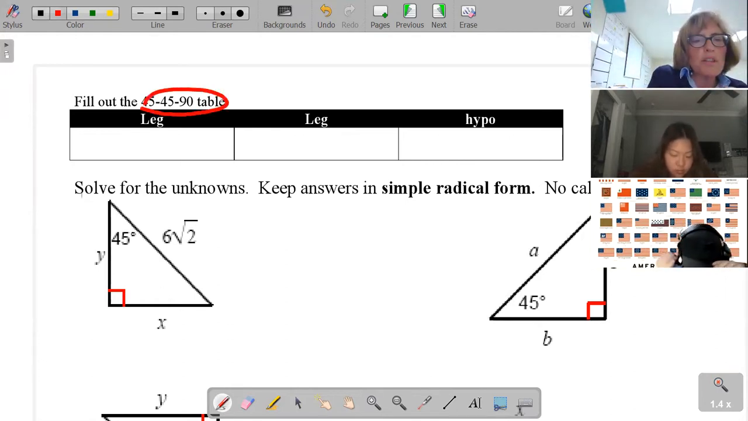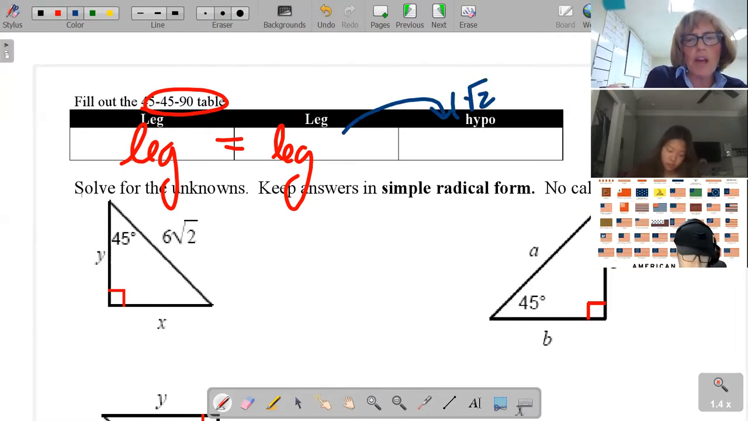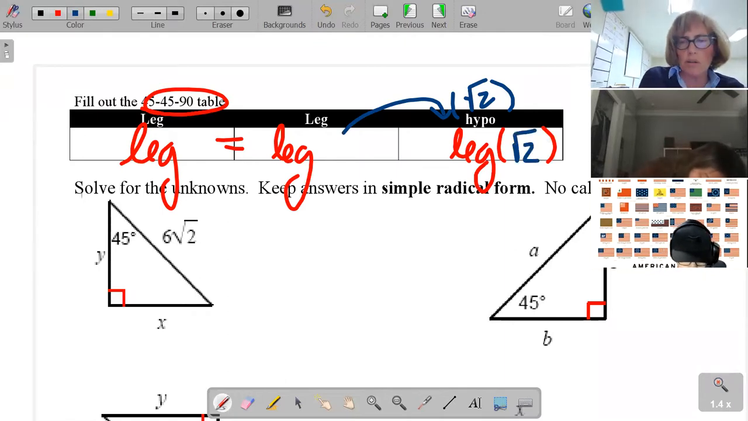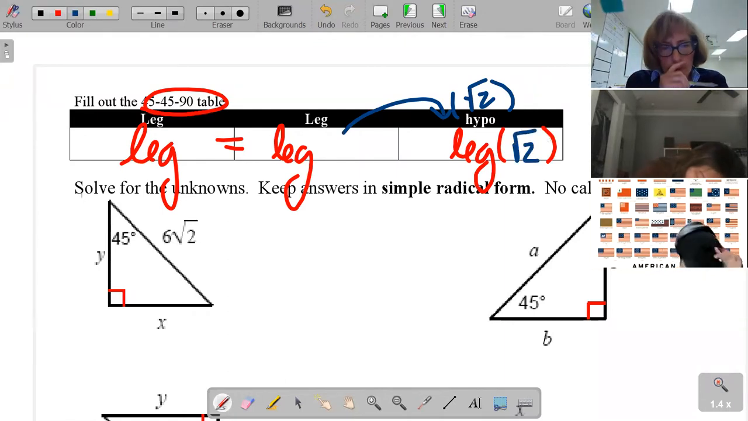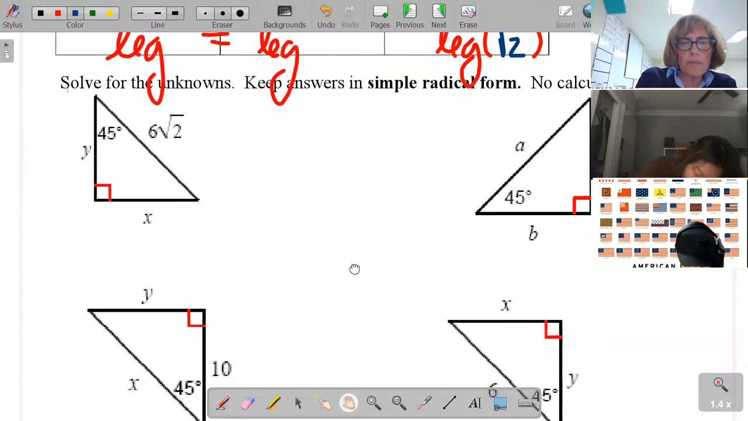So step 1, the table is this: leg, leg. That means the legs are equal. Put an equal sign there. The hypo is whatever the leg is times root 2. It's like a function box. So we're going to do 4 of these together.